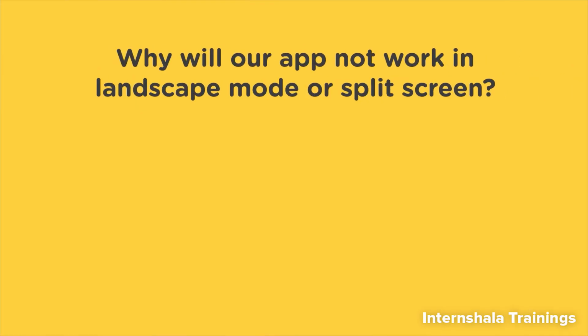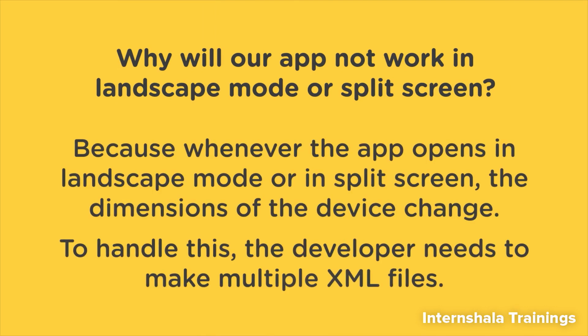Now, why will our app not work in landscape mode or split screen? Well, that's because whenever the app opens in landscape mode or in split screen, the dimensions of the device change. That is, the maximum height and width that the app can occupy on the device will change. In order to handle these changes, the developer will need to make multiple XML files, one for portrait mode and one for landscape mode, and a third for the split screen mode. These things are beyond the scope of this training, so we won't be doing all this. Hence, we will add some restrictions to avoid such things.